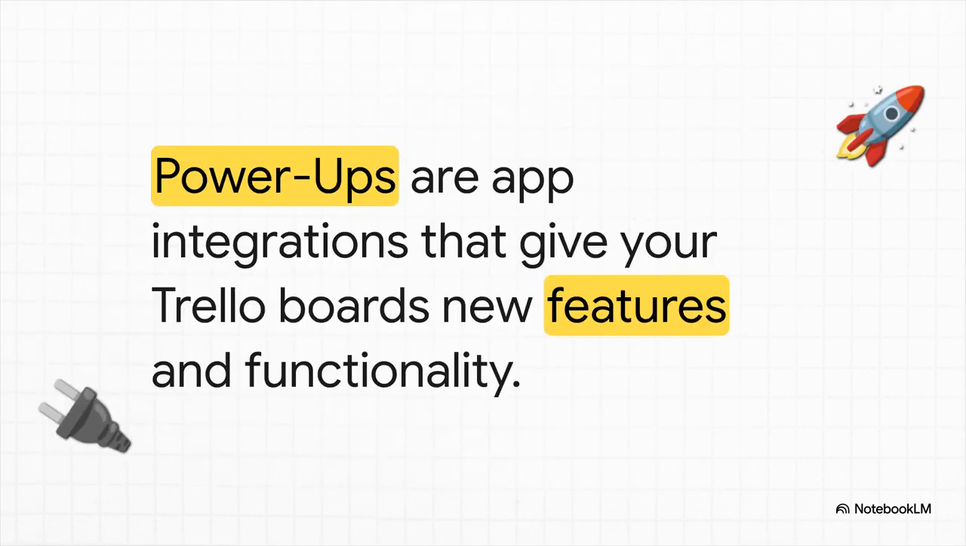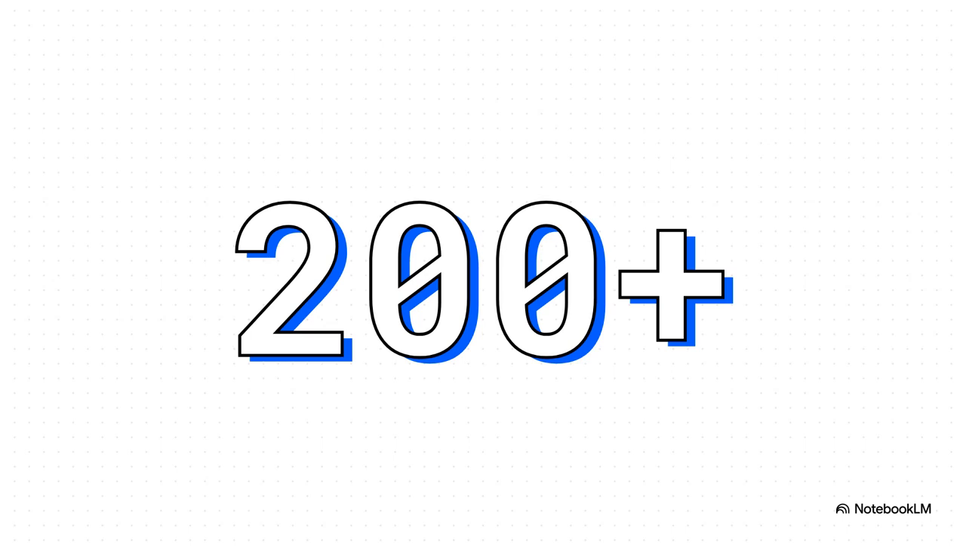Now, Trello's core experience is designed to be simple, and that's on purpose. But its real magic comes from customization, and you do that using something called power-ups. They let you add all sorts of new features and connect Trello to the other tools you already love and use every day. And we're not just talking about a few options here. There are over 200 different power-ups. That means you can customize your boards for pretty much any kind of workflow you can dream up.